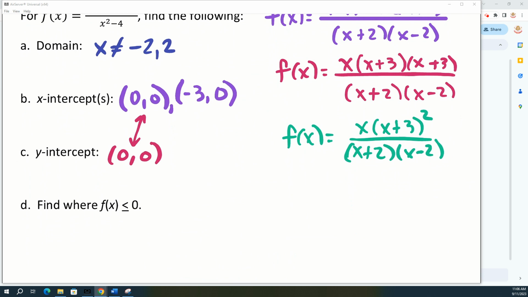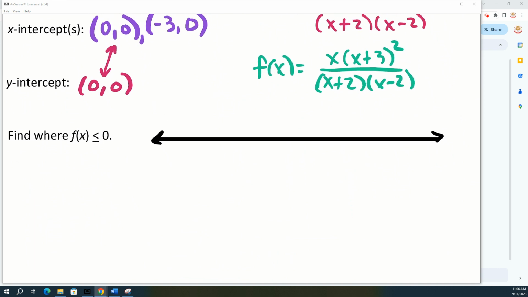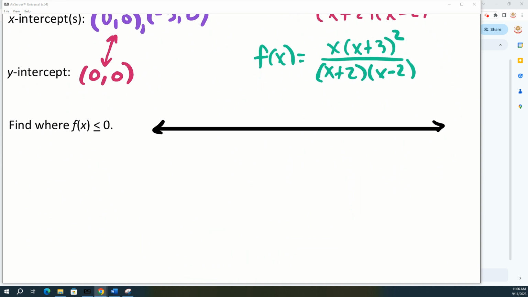All right, here we go. Let's do our number line. All right, and then anything that makes the numerator or denominator 0, we have to include.